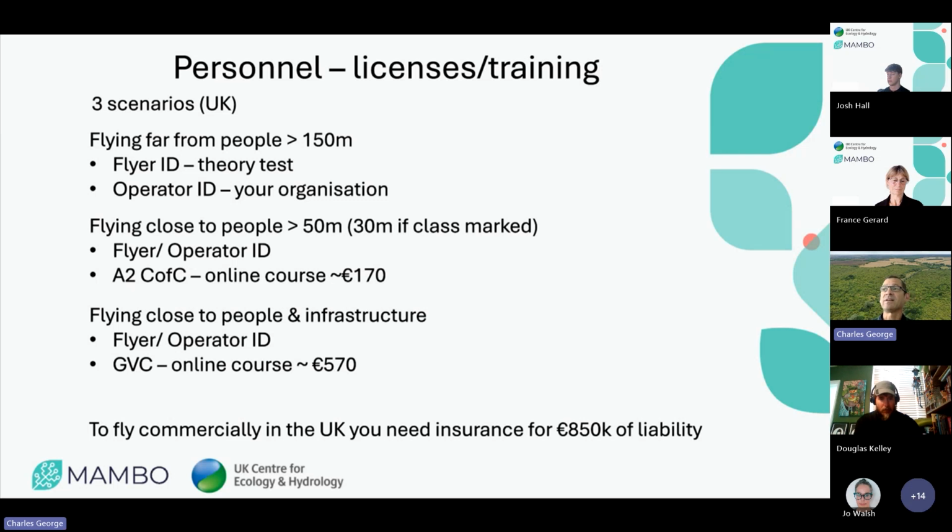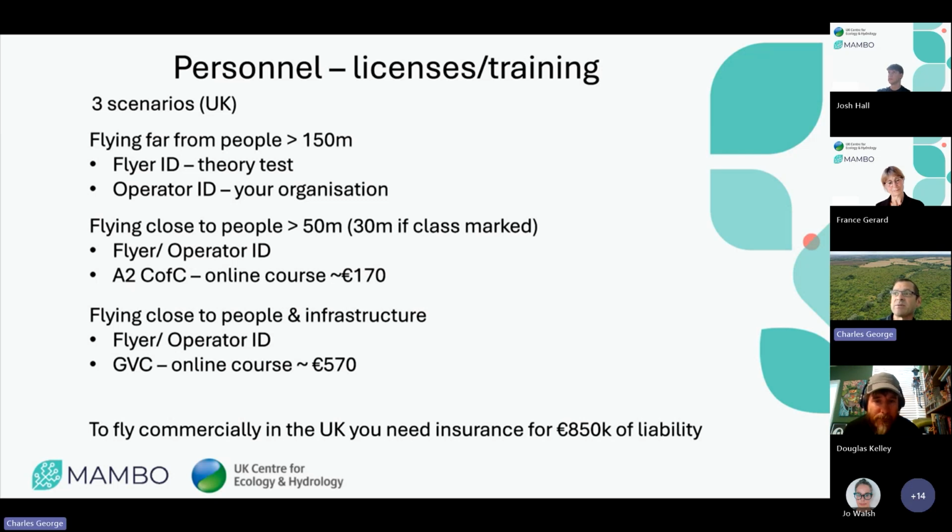If you then want to fly over people, as long as it's not crowds of people, and then you can fly over buildings and roads to a certain extent. Again, you need the flyer and operator ID, but then you have to do a general visual line of sight certificate. Again, that's an online course, maybe €570, but this also includes a practical flight test.